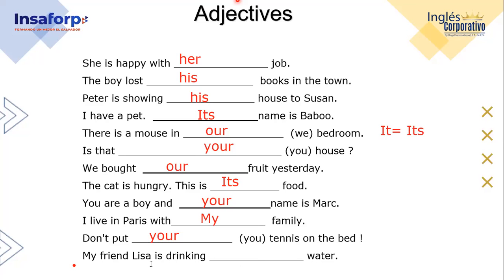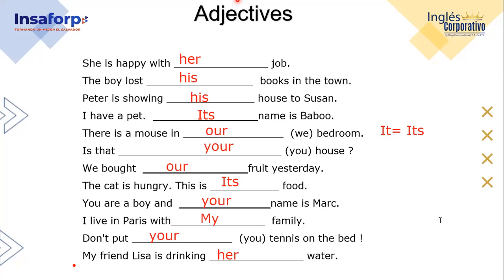En la cama peor. También, ¿verdad? En la cama o en el sofá, in the sofa. Sí. No te subas con zapatos al sillón. In the last one, my friend Lisa is drinking, está tomando su agua. You say her. Okay, so she's happy with her job.